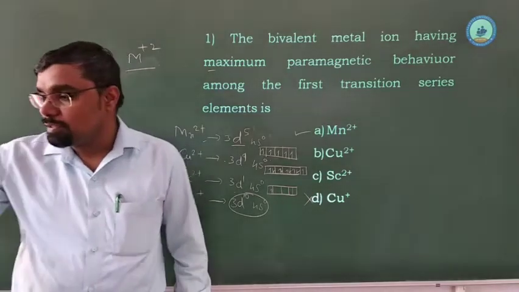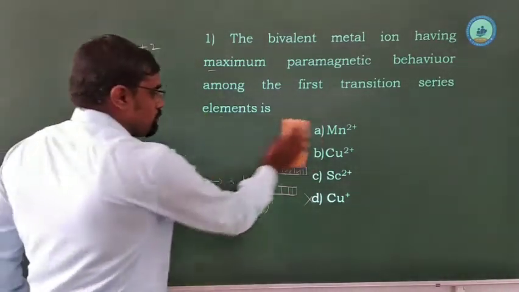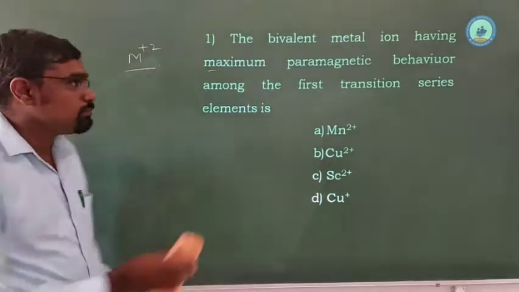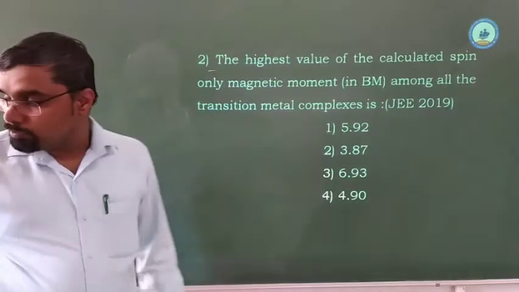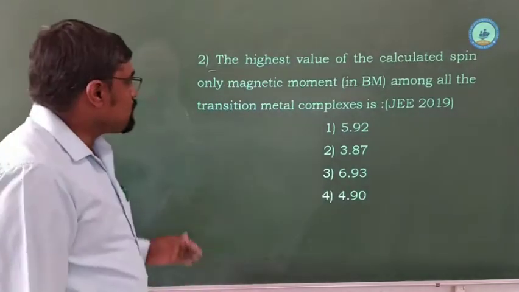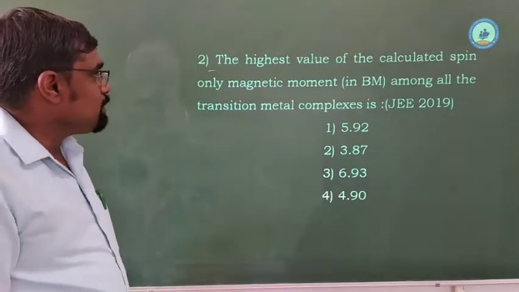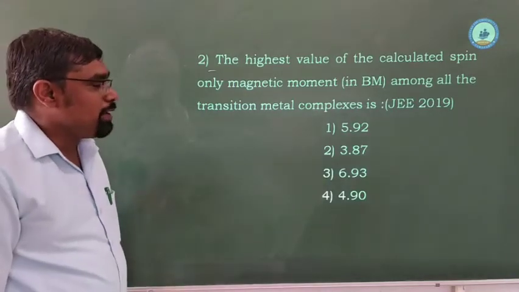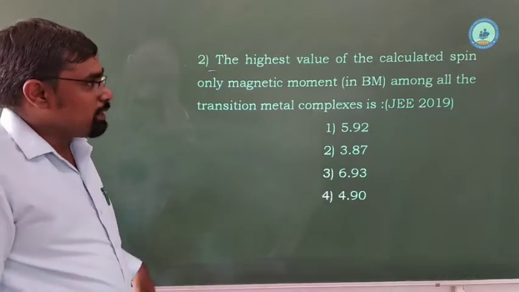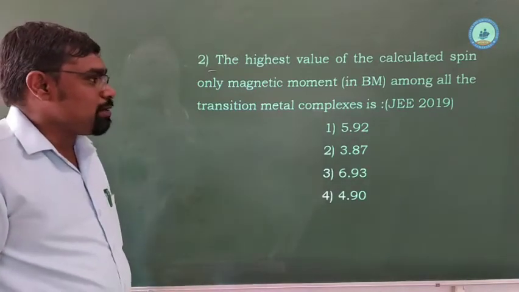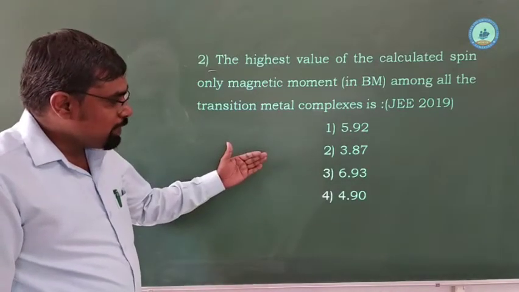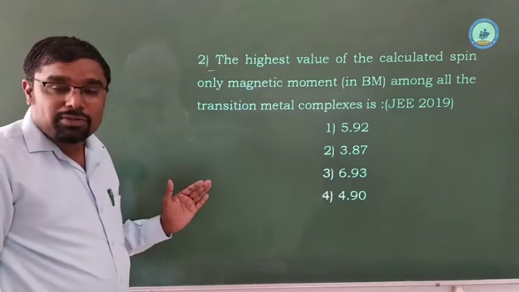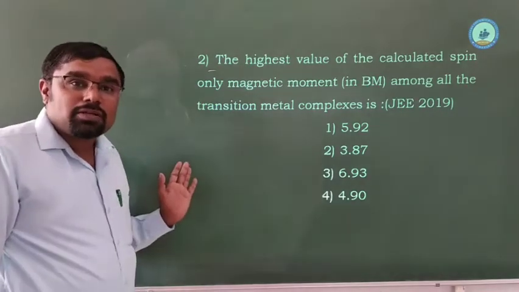So we will see the next question. The highest value of the calculated spin-only magnetic moment, in Bohr magneton, among all the transition metal complexes, is 4.92, 3.87, 6.93, or 4.90. So here we know that one.